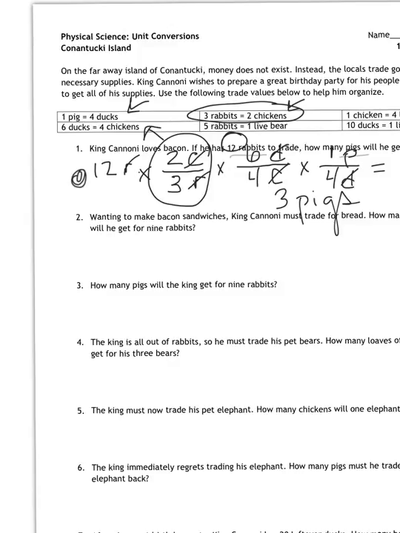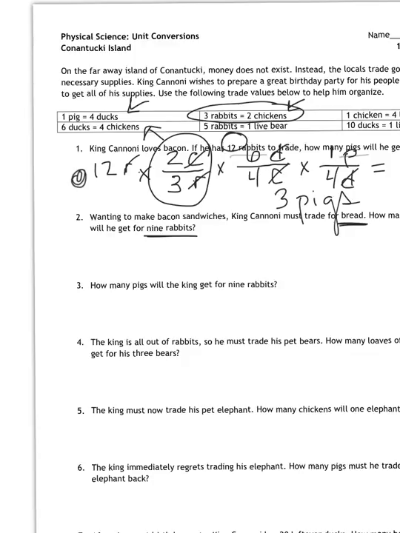All right, again, pause anytime you need to and look back through and make sure you have that on your paper as well. Number 2. All right, now he wants to make bacon sandwiches. So he's got his pigs, but he needs bread for his sandwiches. So we're trying to get some bread, and he's going to use his 9 rabbits. All right, so let's switch colors here for this one. We'll use red for number 2.